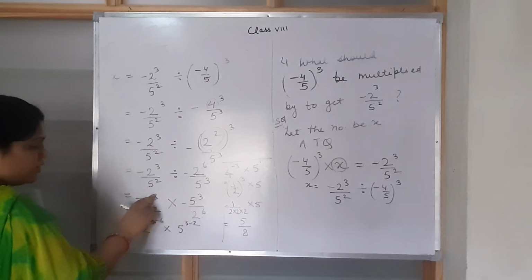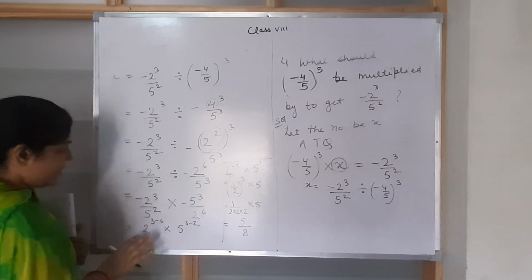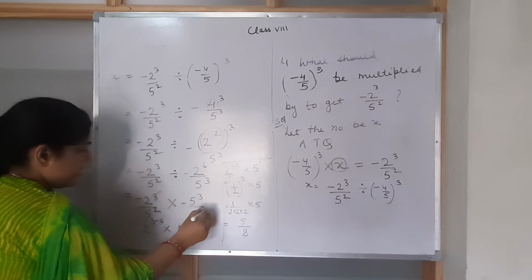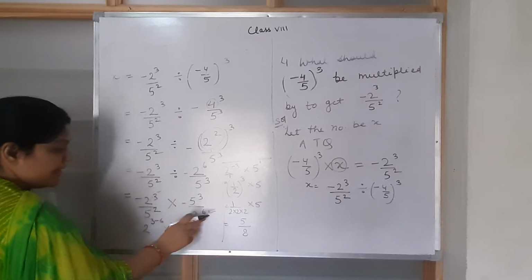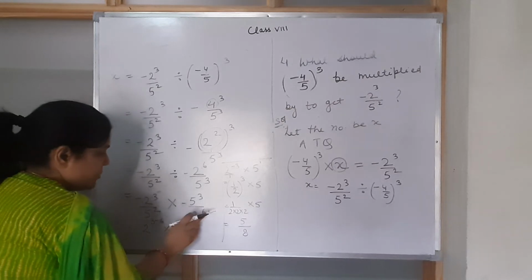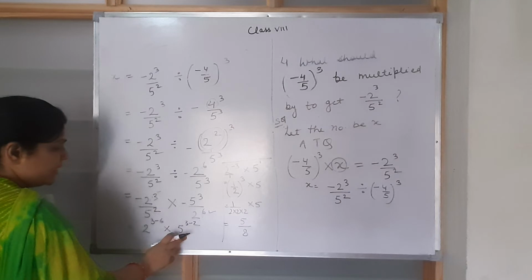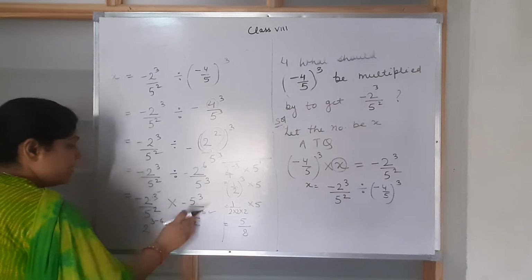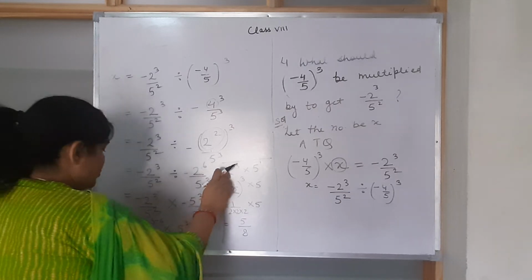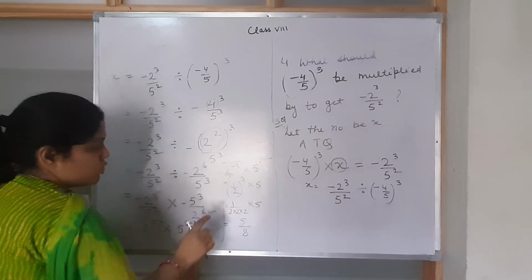Now minus into minus is plus, so that's why I am not putting the minus sign here. 2 raised to the power 3 and 2 raised to the power 6. Numerator, denominator: power of numerator minus power of denominator, as the bases are same. So 3 minus 6, into 5 raised to the power 3 minus 2. So this is going to be what? 3 minus 6 will be minus 3, and this is going to be 5 raised to the power 1.